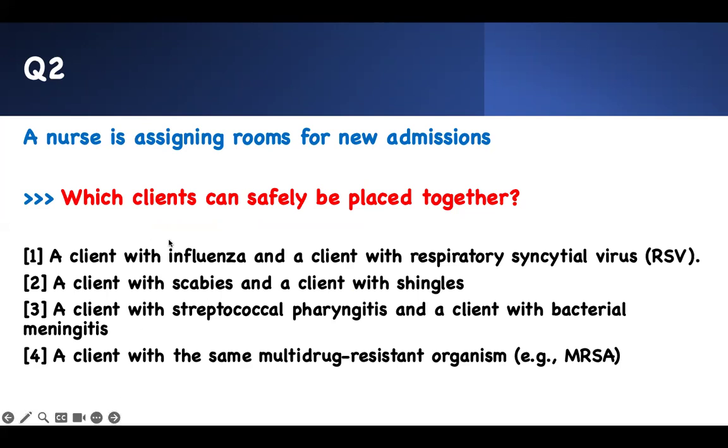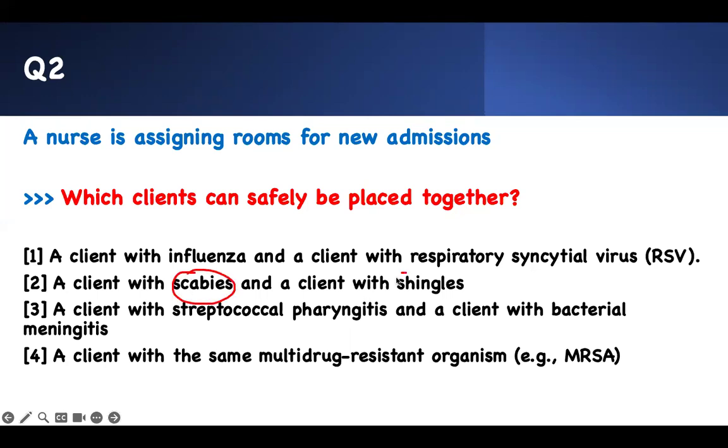Like if you take influenza and RSV, both of them can be transmitted by droplets, right? RSV has droplet and contact. But let's assume we're focusing on droplet. They can be transmitted by droplet precaution. But look at the name. Influenza and RSV are not the same, even though the droplet precaution is the same. So these two cannot be together. That's the strategy concept there.